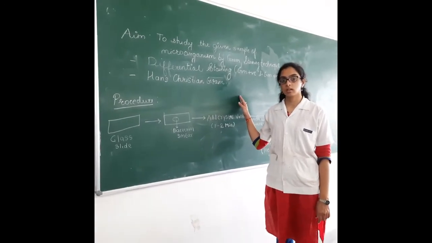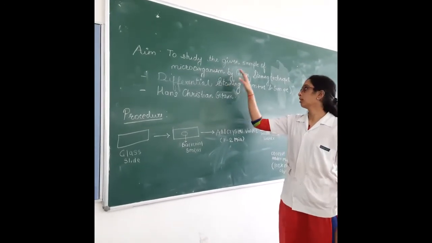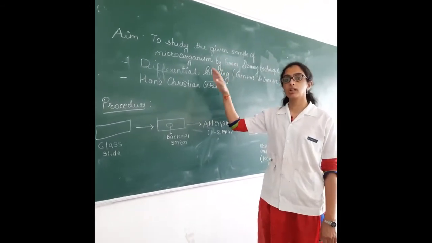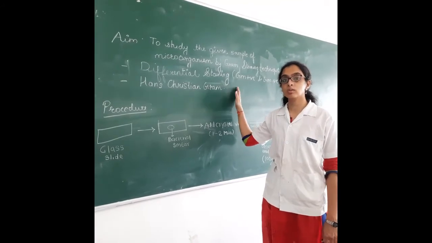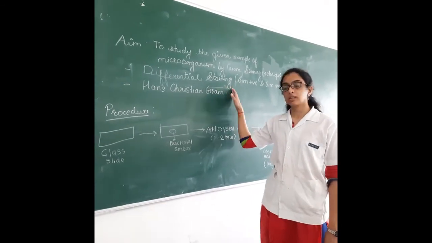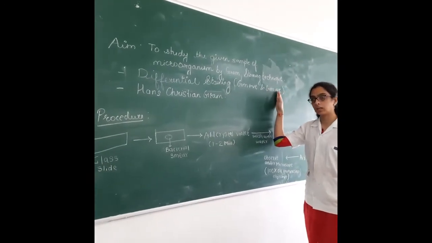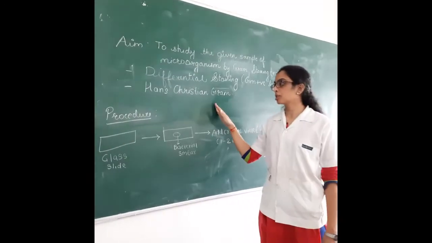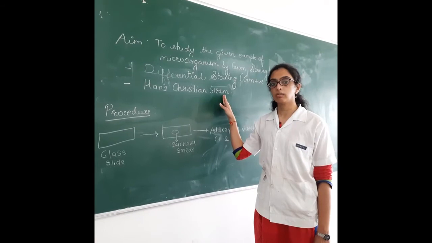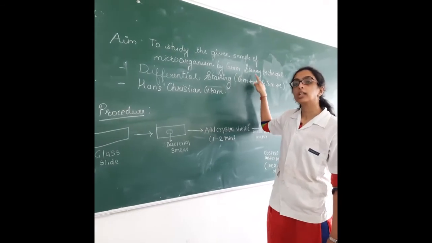Hello dear students, today we are going to study the given sample of microorganism by gram staining technique. So gram staining is a differential staining technique, that is it is used to distinguish bacteria, that is it differentiates the bacteria into two categories, gram positive and gram negative bacteria. It was first discovered by scientist Hans Christian Gram in 1884, and that is the reason why the name is given as gram staining technique.